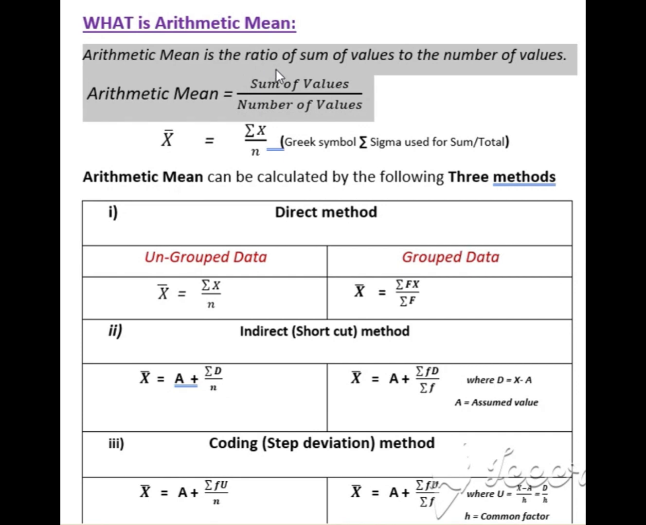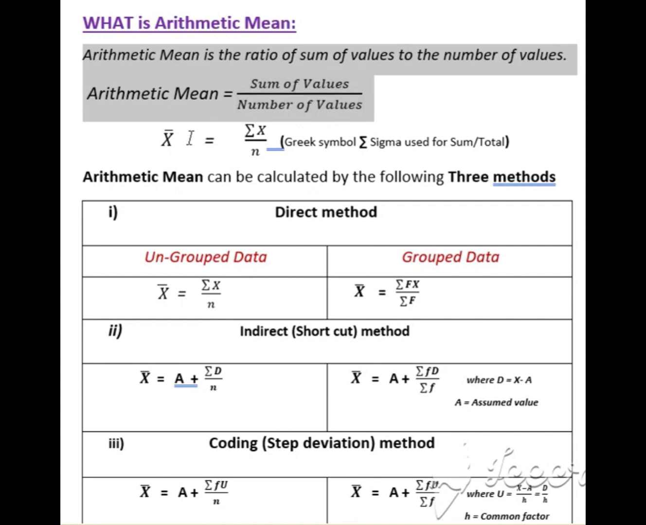So what type of ratio? The sum of values to the number of values. So it is the sum of values divided by the number of values. This is the basic definition of finding arithmetic mean. For any type of arithmetic mean, first find the sum, meaning the total of the values, then divide by the number of those values.